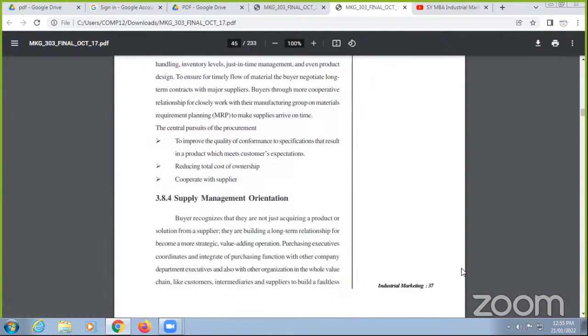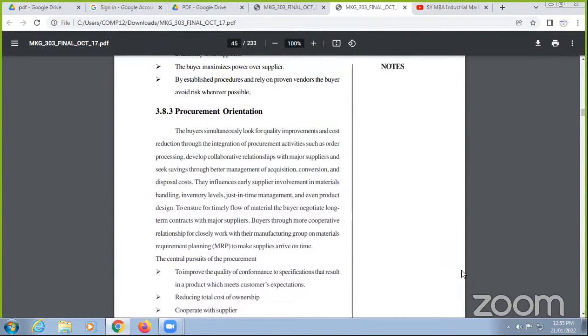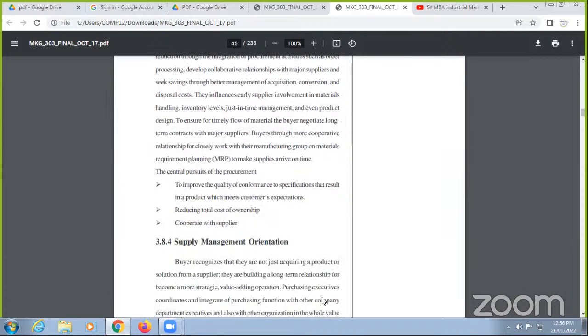Procurement orientation. The buyers simultaneously look for quality improvements and cost reduction, through integration of procurement activities such as order processing, develop collaborative relationships with major suppliers, and seek savings through better management of acquisition, conversion, and disposal costs.